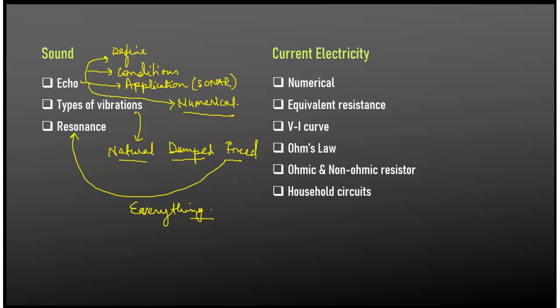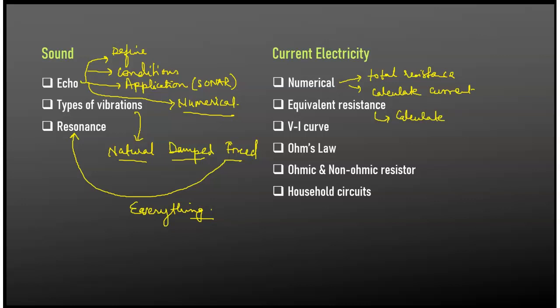Then we have current electricity. Current electricity is basically numericals, and numericals. So you should not miss on the numericals. Okay. So numericals could be to calculate the total resistance, to calculate the total current or current through a resistor. Okay. Calculate current. Then find the equivalent resistance, calculate equivalent resistance. Okay. So this is also very, very important.